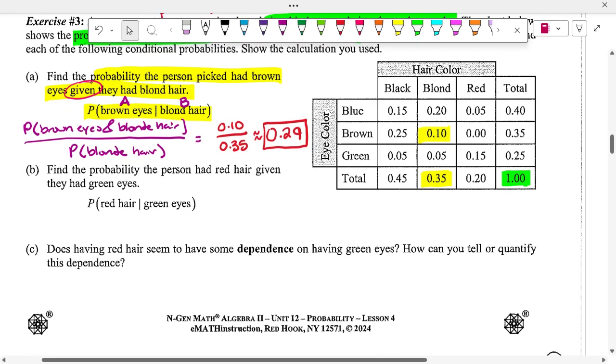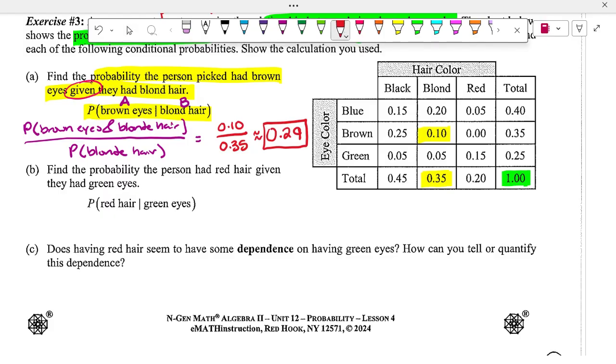Okay, what about this next one? We know it's going to be red hair given green eyes. You go to green eyes, 25, put that as the denominator. And then you can see how then it's 0.15. So that'd be 15 over 25. So we need the intersection first.